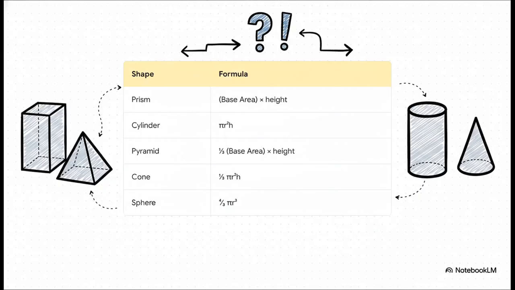And once you know that, this table of formulas starts to look a whole lot less like a random list to memorize for a test, and a lot more like a logical system. You can literally see the relationship between a prism and a pyramid, right there in the math.